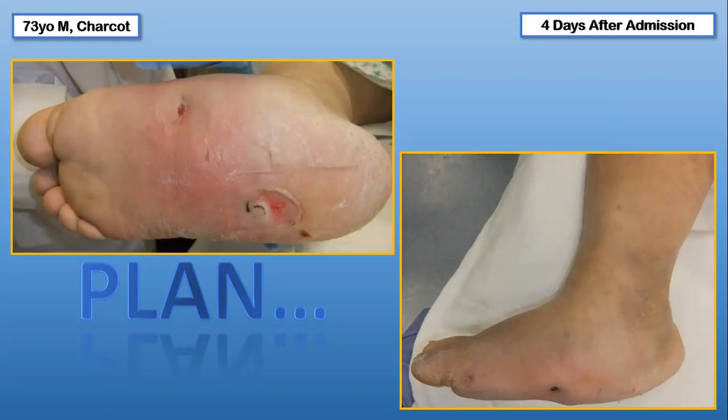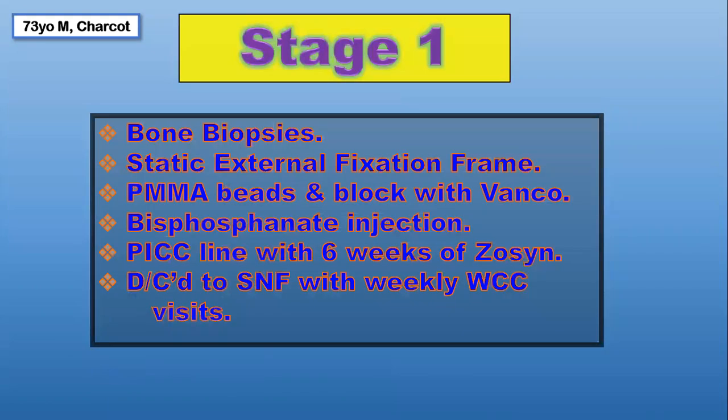So for time purposes, I'll just go through what we did for this. This is a great example of a staged procedure that needs to be done. If you're going to do a reconstruction, the last thing you want to do is put hardware into infected bone, for obvious reasons. So stage 1 included a bone biopsy and static external fixation, PMMA beads and a block with vancomycin added.